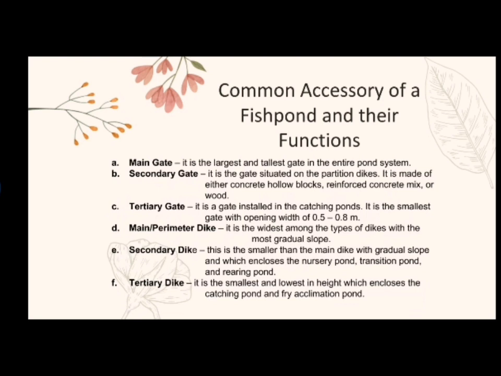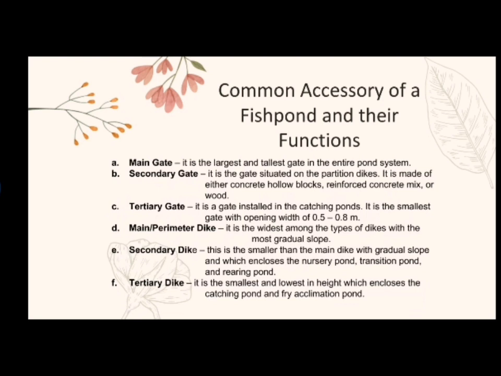So the secondary dike. This is smaller than the main dike with a gradual slope and which encloses the nursery pond, transition pond, and rearing pond. So the secondary dike is smaller compared to the main or perimeter dike. It subdivides the pond system into several compartments with or without basal foundation and paddle trench.